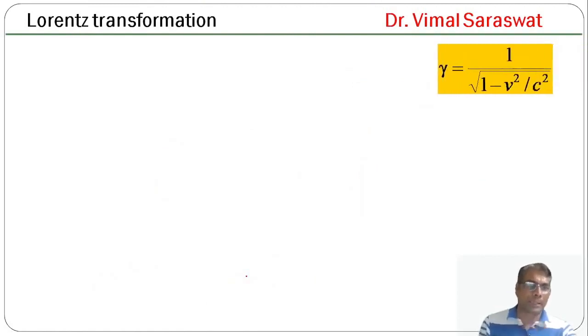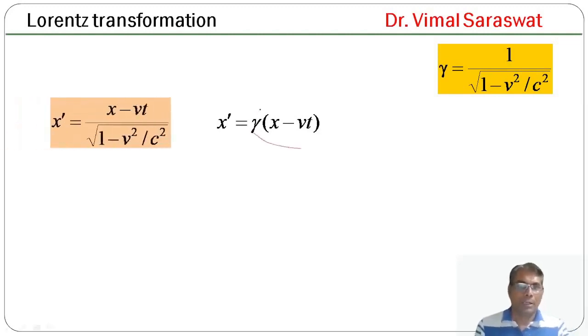Now gamma is this one. X dash equal to gamma into x minus vt. Now we replace this gamma by 1 upon root of 1 minus v square by c square. So x dash equal to x minus vt upon root of 1 minus v square by c square.